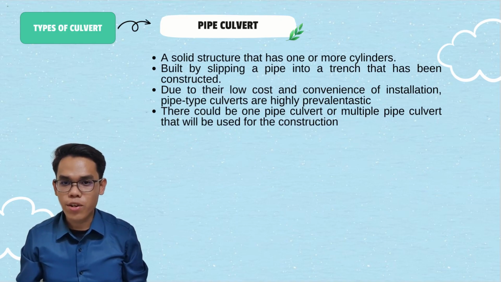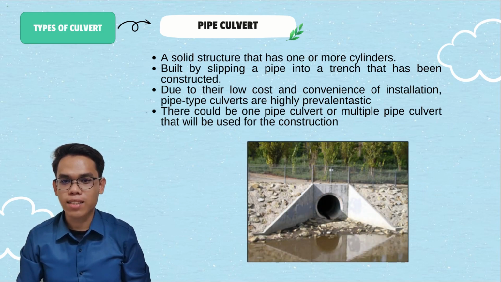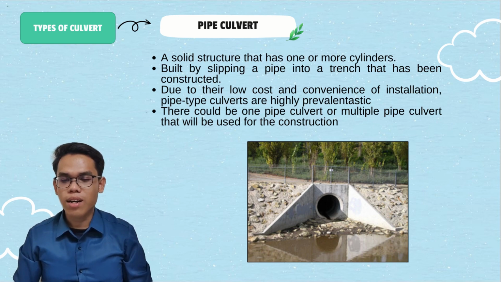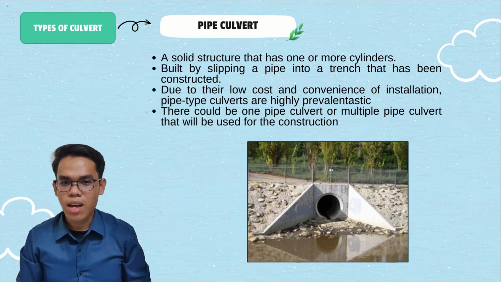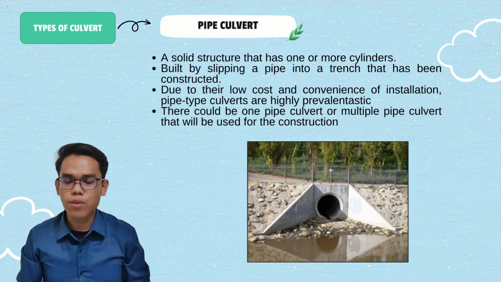So pipe culvert is a solid structure that has one or more cylinders. It can be constructed out of steel, concrete, or some other materials. In order to move water away, pipe culverts are built by slipping a pipe into a trench that has been constructed. It is a drainage system that is most usually used. Due to their low cost and convenience of installation, pipe type culverts are highly prevalent. There could be one pipe culvert or multiple pipe culverts used for the construction.